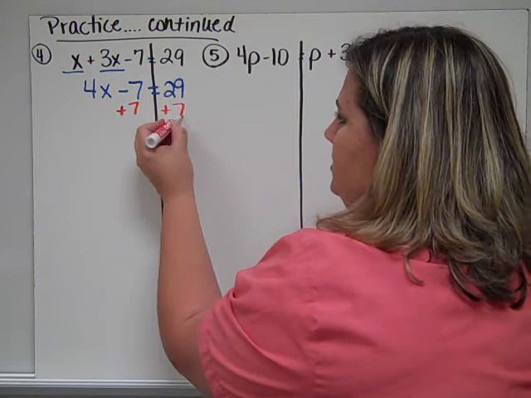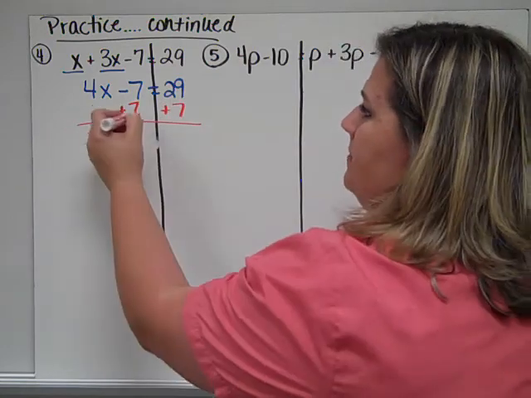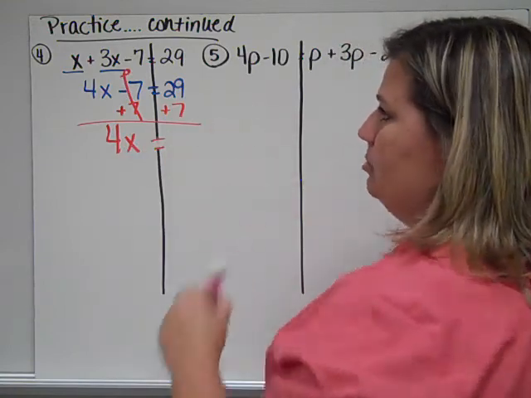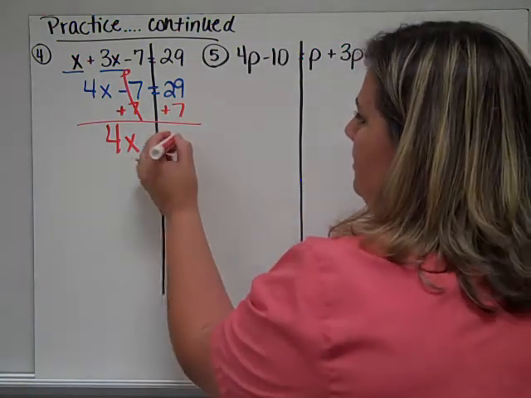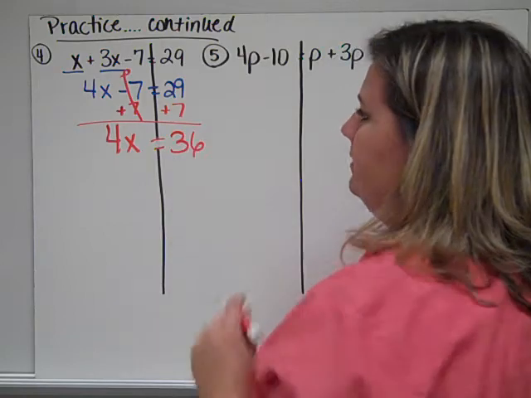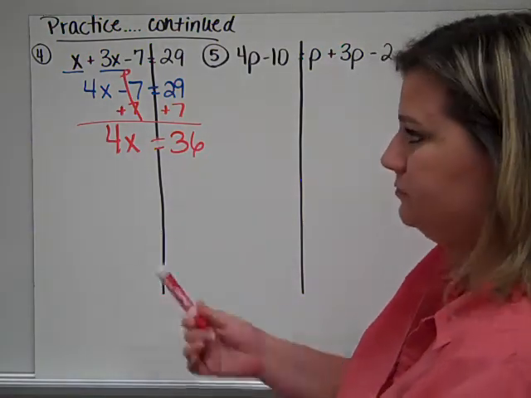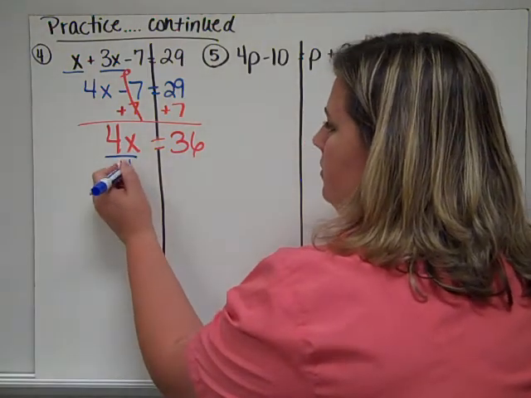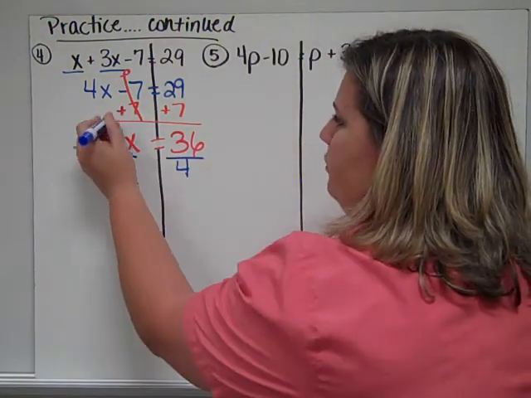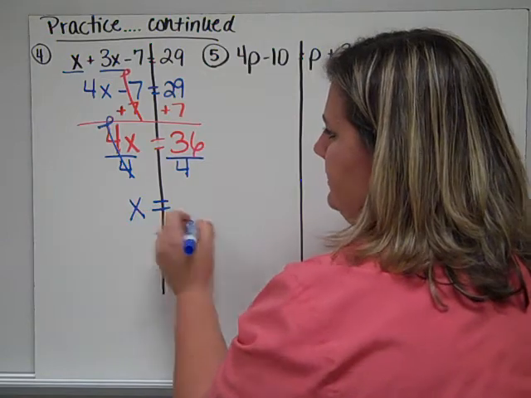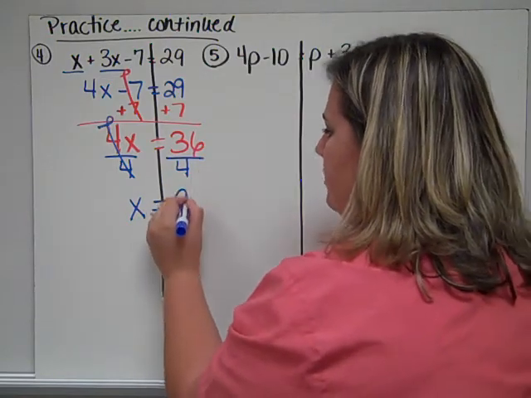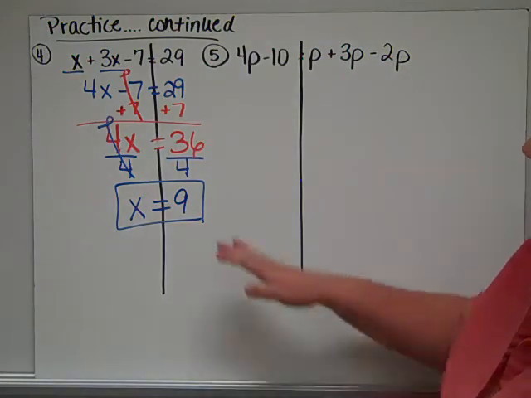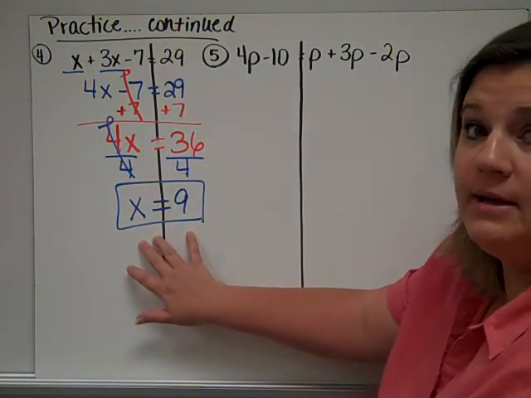So I had a -7, so I know I need to add 7. So 4x, and then 29 plus 7 is 36. Now I'm ready to divide by my coefficient, and my coefficient is +4. And 4 divided by 4 is +1x. And then 36 divided by 4 is +9. All right, again, I had one solution here that made a true statement.